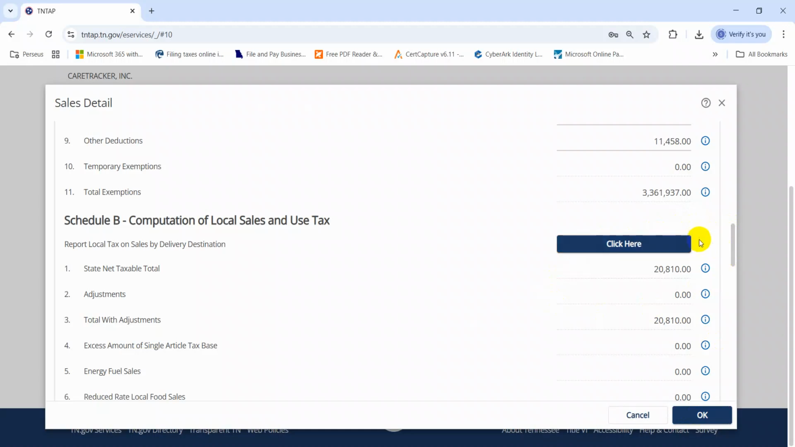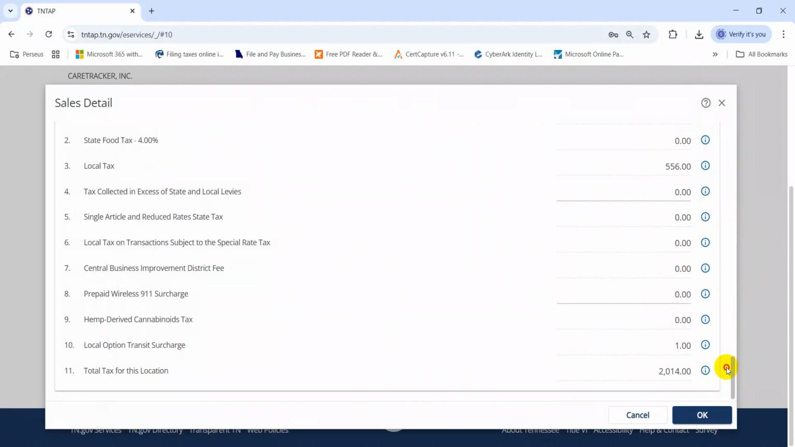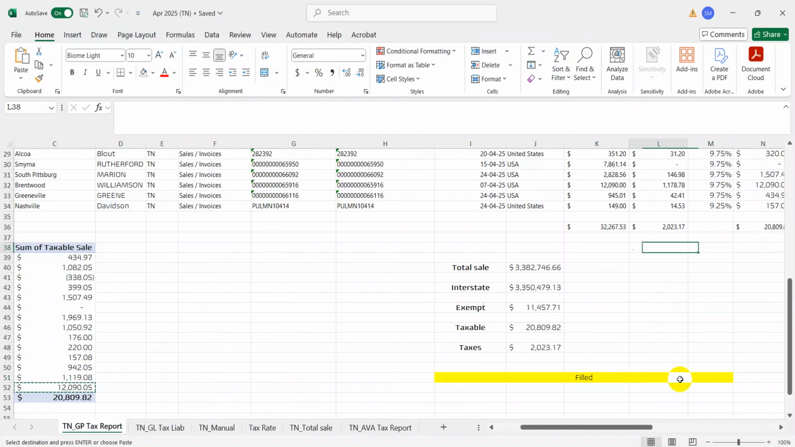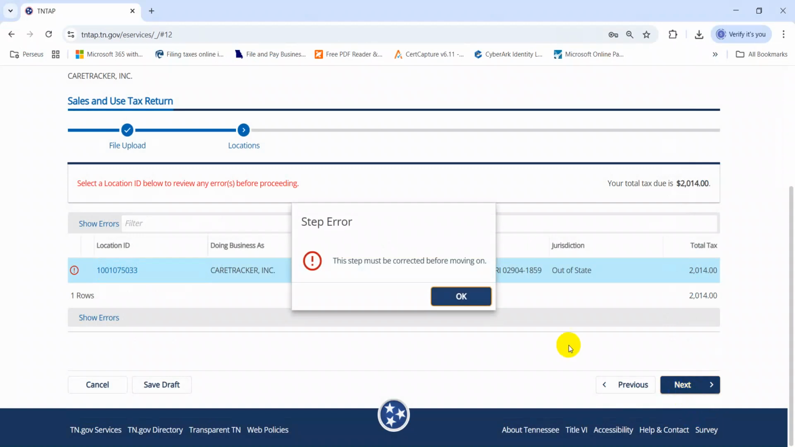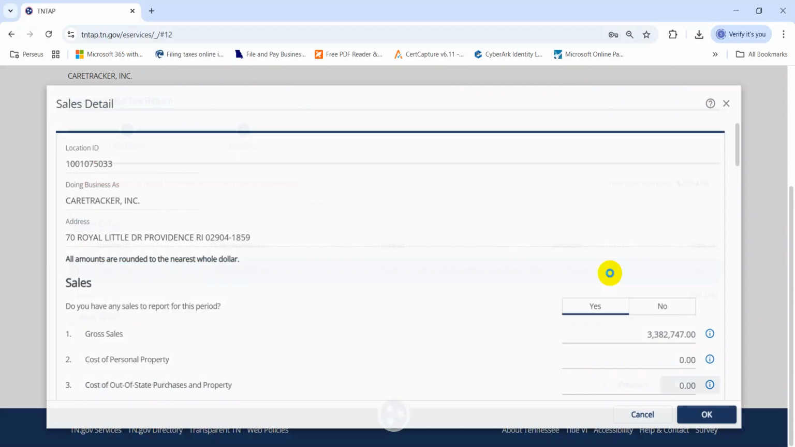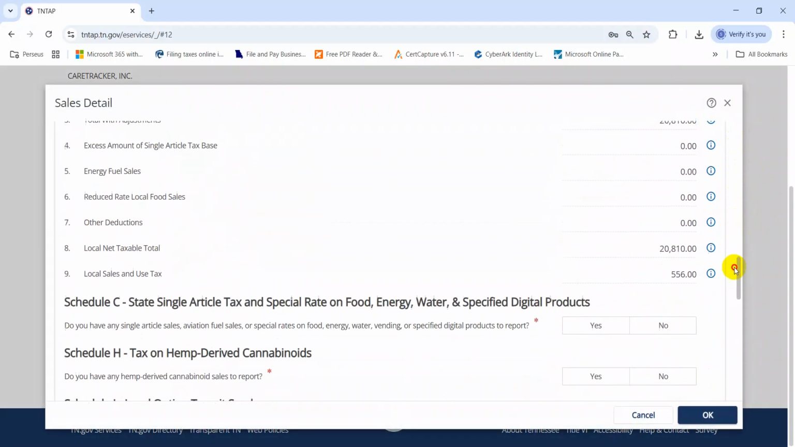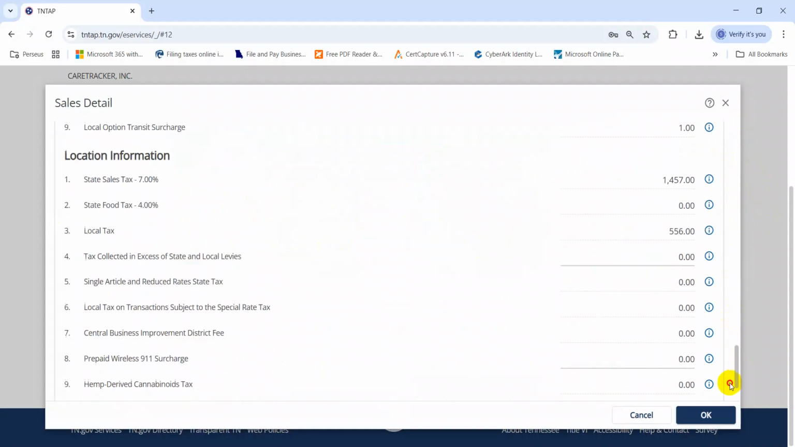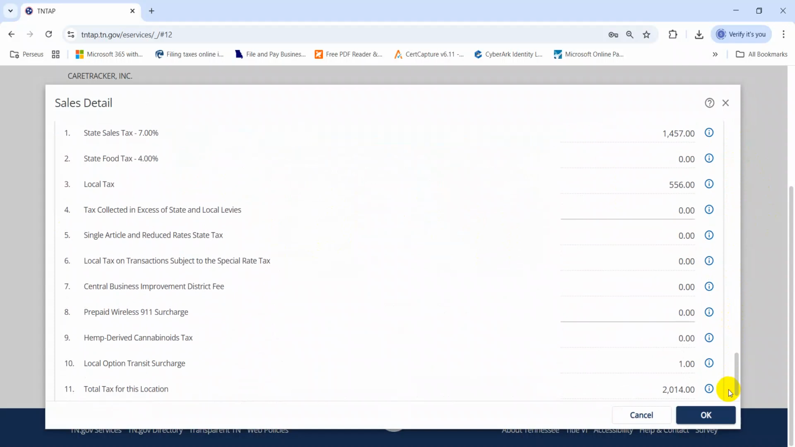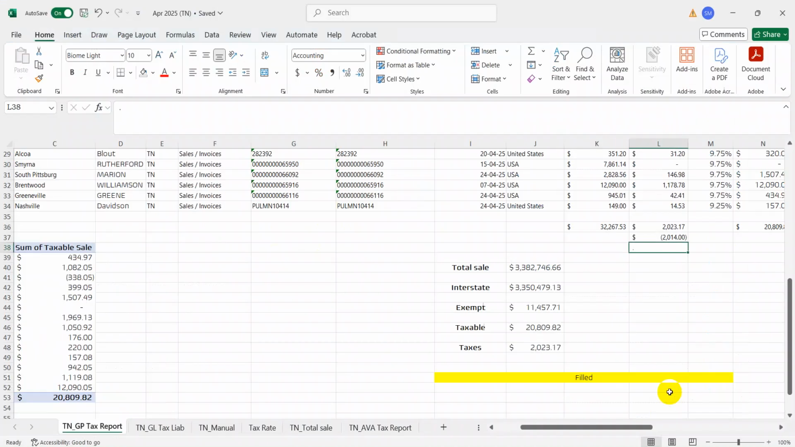So here I have inputted my taxable sales as well. Now I'm going to see, this is my total tax, right? 2014, and what I have here is 2023. I click OK, and I will click next. Okay, it is asking me something again. On the bottom, if you see here, do you have any single article sales, aviation fuel sales? No, I don't have these sales. Do you have any of these sales? No, I don't have these. And then okay, now if you see, I have the total tax of 2014.